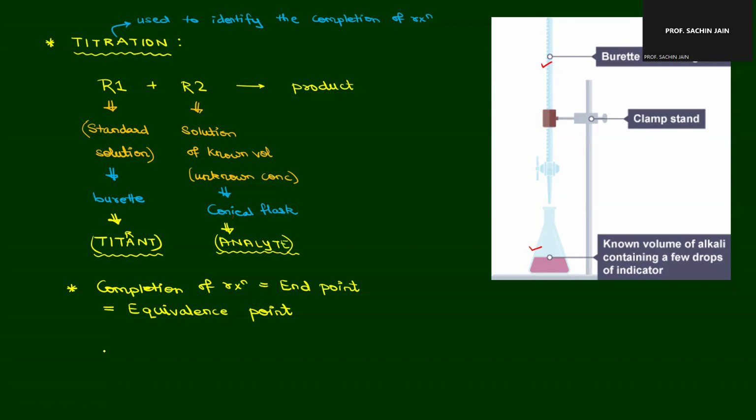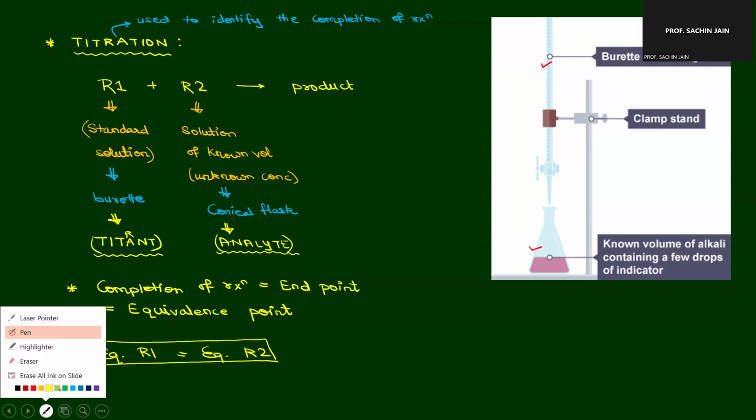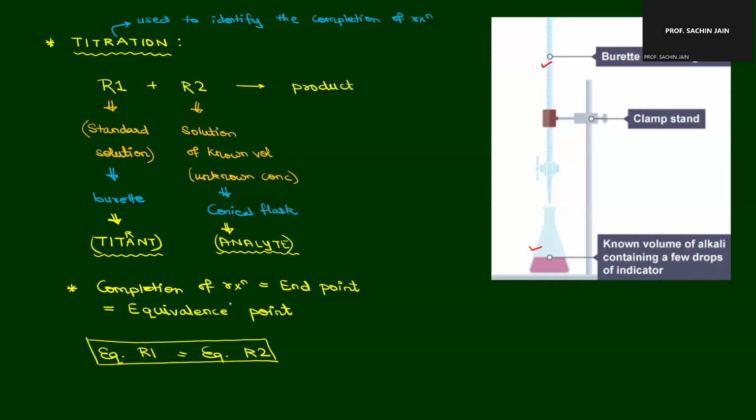Now, at the equivalence point, we say equivalents of R1 would be equal to equivalents of R2. This is the point where equivalents of the R1 and R2 become equal. Now, what is equivalent? For that, we will understand through the concentration concept. As we know, molarity is measured by the ratio of number of moles upon the volume of the solution in dm cube or liter. Through this, I can say number of moles is molarity times the volume.